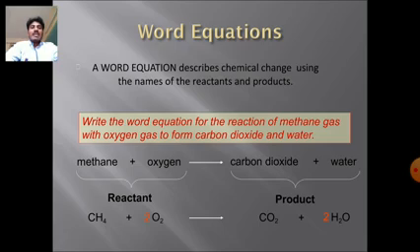A word equation describes a chemical change by using the names of the reactants and products. For example, methane plus oxygen, both are the reactants. In the equation, CH4 plus 2O2 gives rise to carbon dioxide plus water. These both are the products, and carbon dioxide and water are the products. The reactants are converted into products.